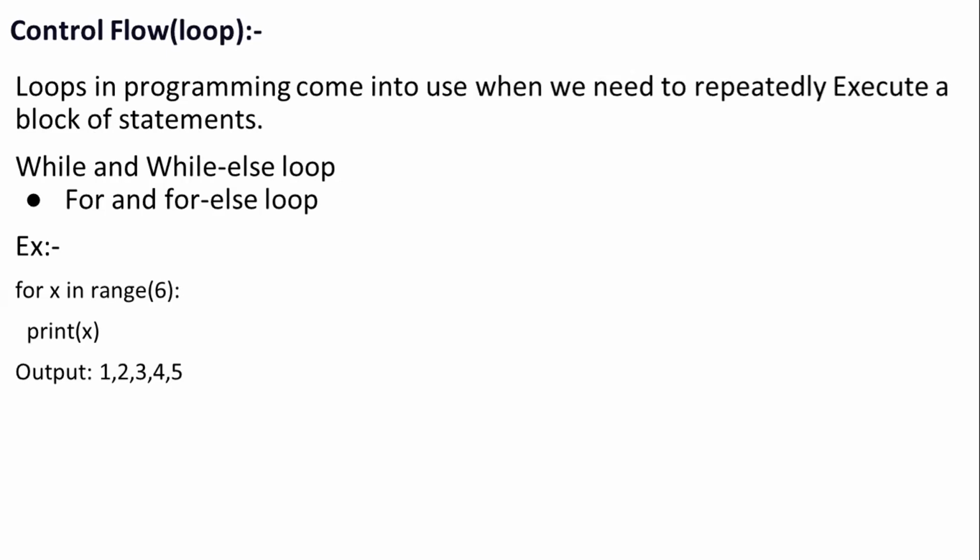Fine. So how to write a for loop, guys? For x in range 6, print x. Output: 1, 2, 3, 4, 5. Very simple program, correct? 1, 2, 3, 4, 5.